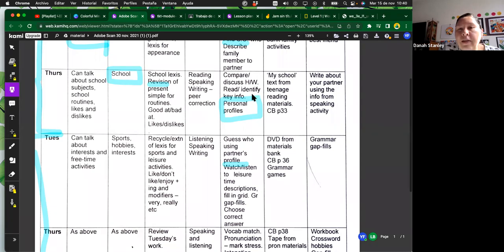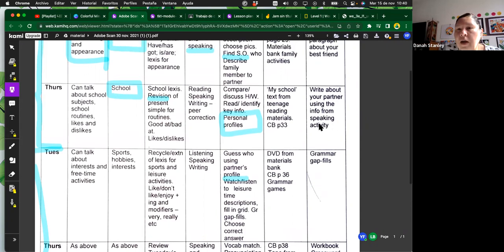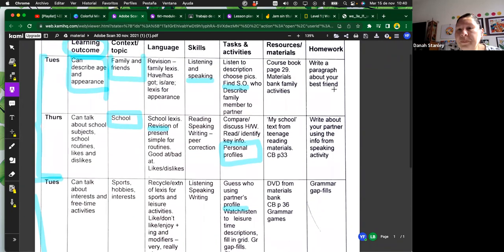They are reading and identifying key info personal profile. And the topic is my school, text from teenage reading materials, course book page 33. Write about your partner using the info from the speaking activity. So they are going to complete. In this case, they started by writing or describing the best friend.